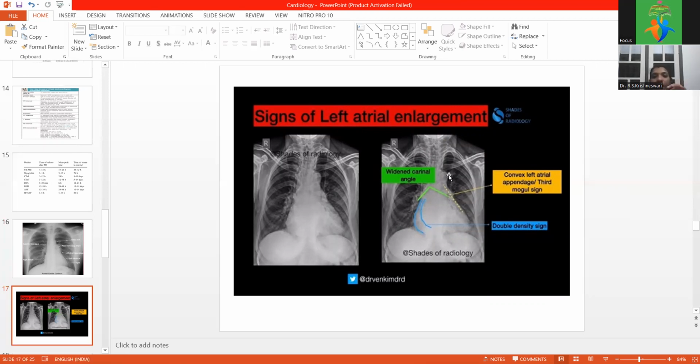Due to this left atrial enlargement, there will be straightening of the left border of the heart. One, straightening of the left border. Two, double cardiac shadow. And also a widened carinal angle. What is carina? Carina is the place where the trachea divides into the two principal bronchi, right and left. So that angle will be widened. So widened carinal angle, straightening of the left border of the heart, and double density sign in left atrial enlargement.